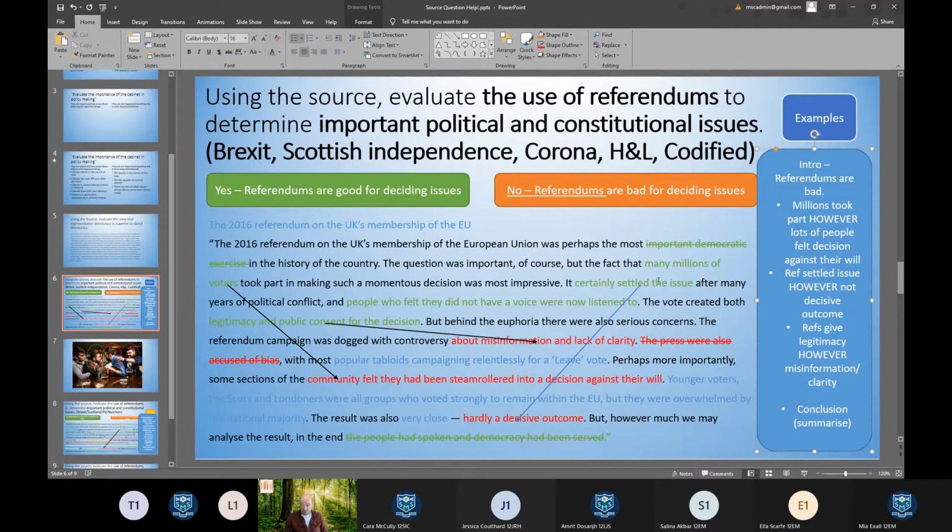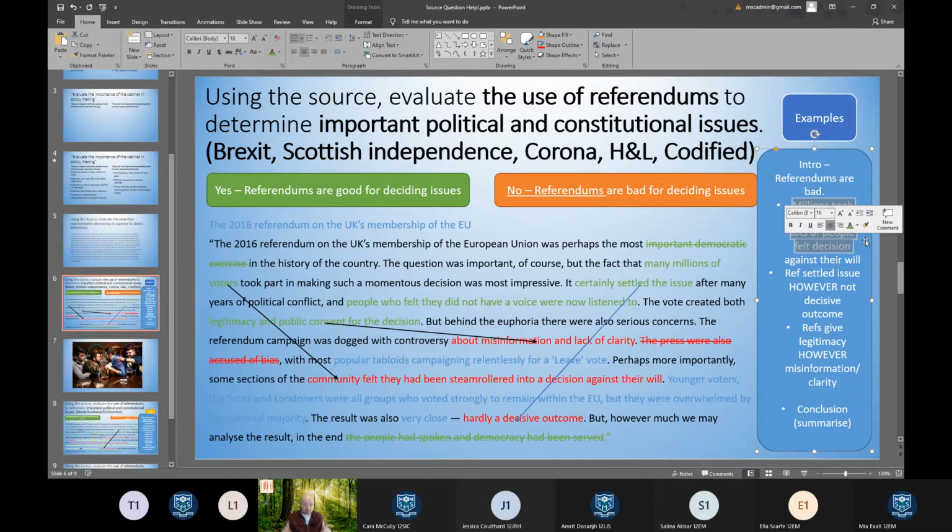So I realize I've been talking for quite a while here. I realize I've done this very, very slowly, but this is how I would do a source question. I've gone all the way from looking at the question to finding out the arguments that are there to putting together a structure. And now when I write this essay, I'm going to follow this structure.